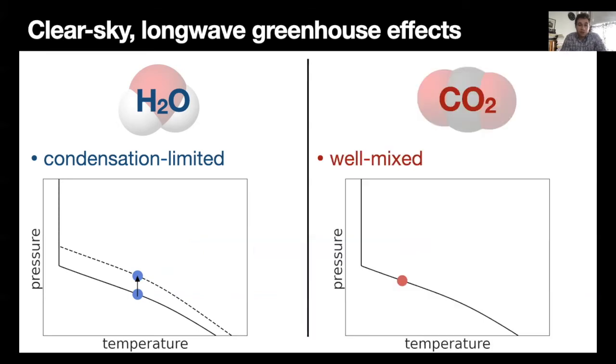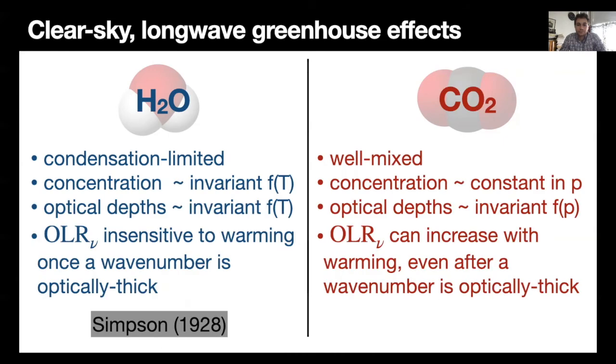But a very different story applies to CO2. CO2 is well mixed in the vertical, and that means that CO2 optical depths are approximately invariant functions of pressure rather than temperature. So when you warm the surface and the atmosphere, the temperature at a given pressure level increases. And that means that the CO2 emission levels also warm. So at wave numbers that are optically thick with CO2, when you warm the surface, the OLR can still increase. And that's how adding CO2 can enhance the spectral feedback.